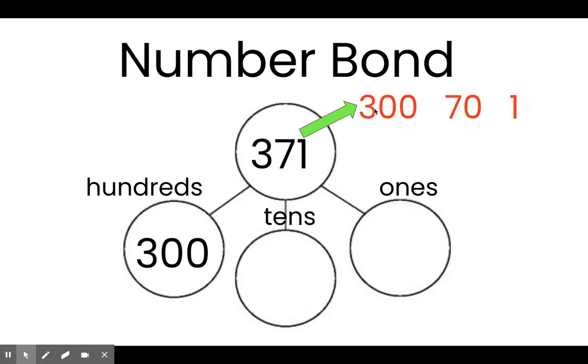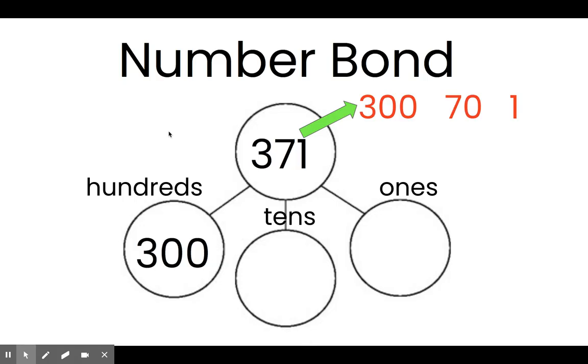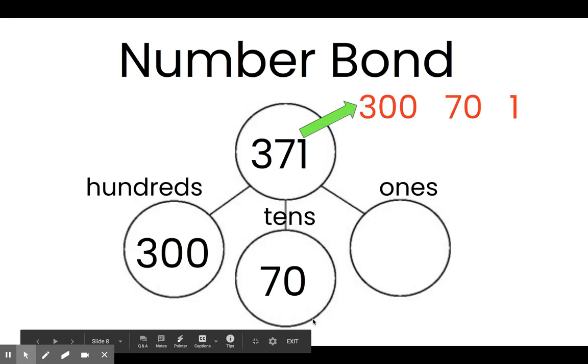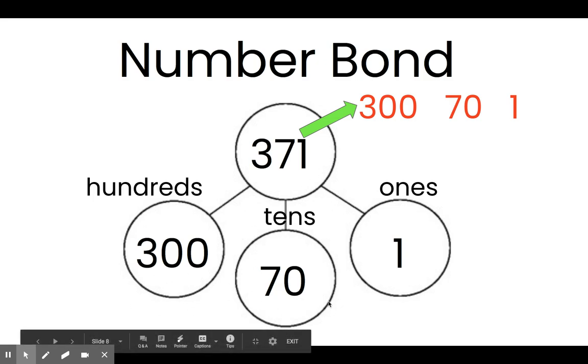I would put 300 in one of my place value spots on the number bond. That's one part of the number 371. I could add 70 to a different spot in my number bond. It's another part of 371. And of course, I can't forget the 1. It's still a part of the number 371. I have 300, 70, and 1. 3 groups of hundreds makes 3 hundreds. 7 tens, 1 one.